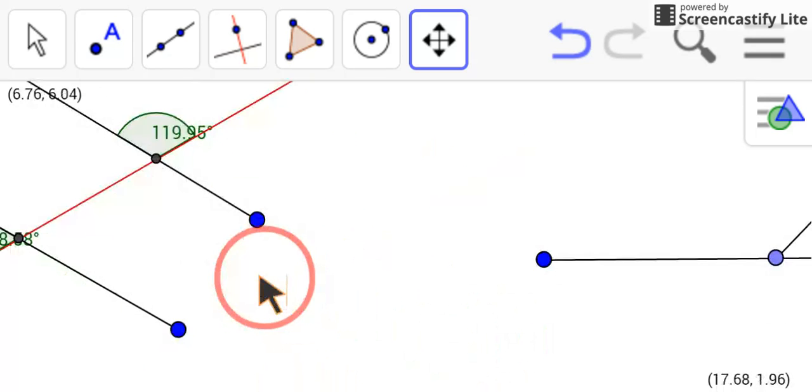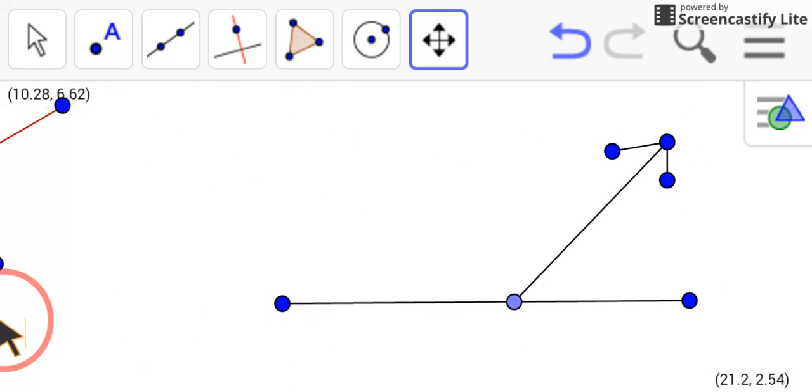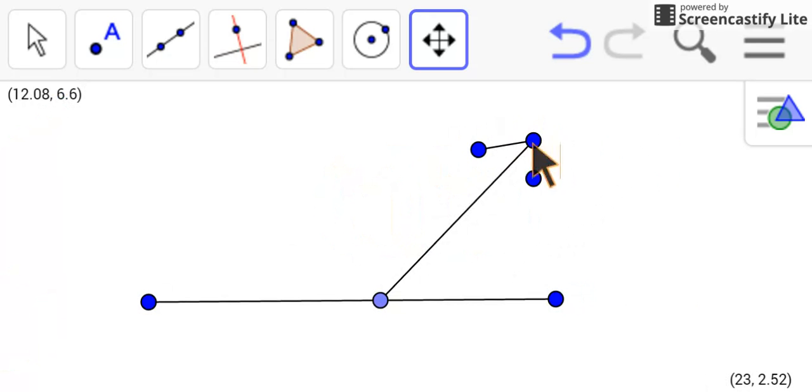Okay. Now we have a linear pair. This is supposed to be an arrow. And a linear pair is a pair of adjacent supplementary angles, which are these two angles right here. Adjacent is like next to, so this is one angle, which is next to this angle. And supplementary means they add up to 180 degrees. So these two angles right here add up to 180 degrees.